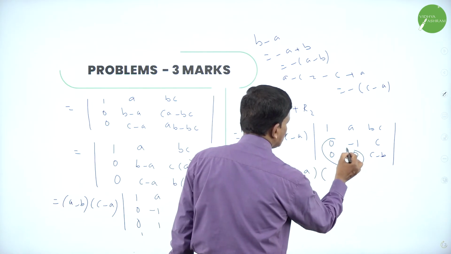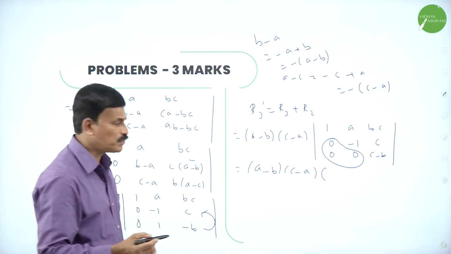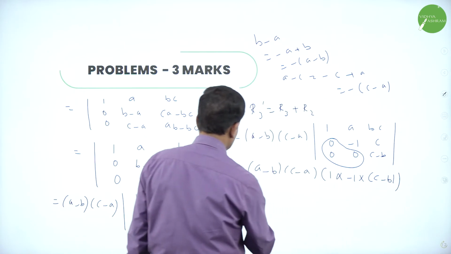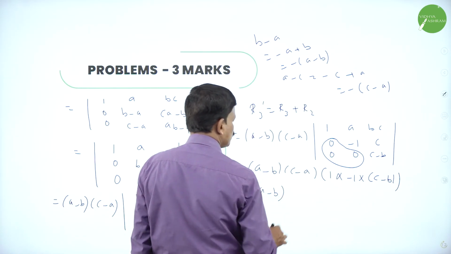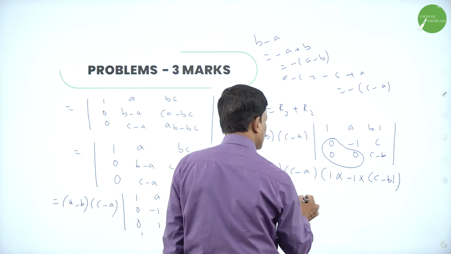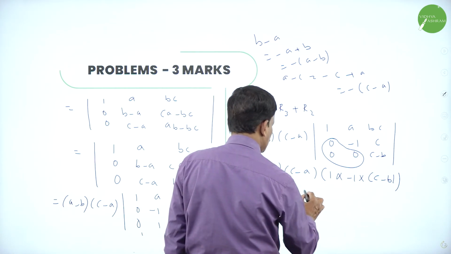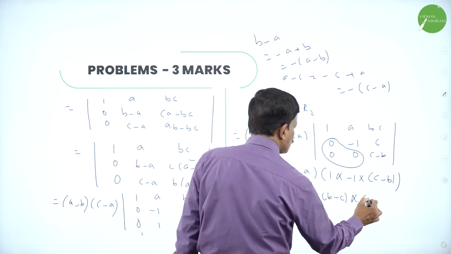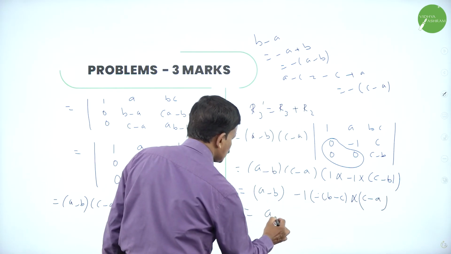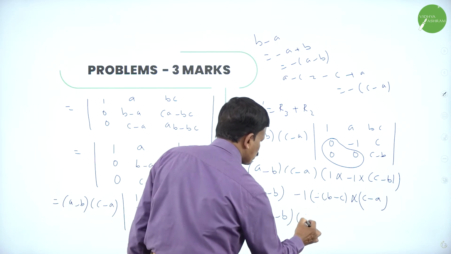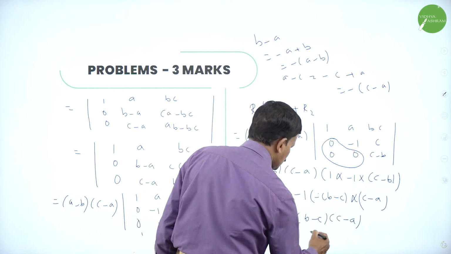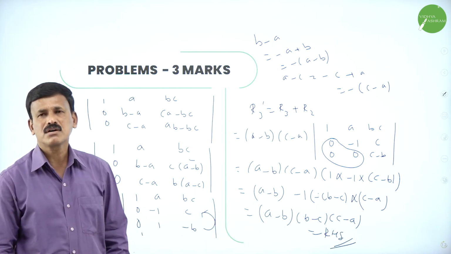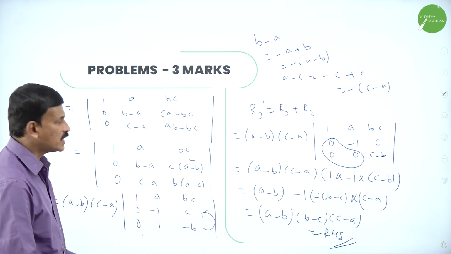See here all the elements below the principal diagonal are zeros. Therefore, this is equal to the product of principal diagonal elements, 1 into minus 1 into C minus B. So this is A minus B, and this can be written as minus of 1 into C minus B, which can also be written as B minus C into C minus A. So this is A minus B, minus into minus plus B minus C into C minus A. That is the required RHS. That's all regarding the RHS. Let me explain once again.